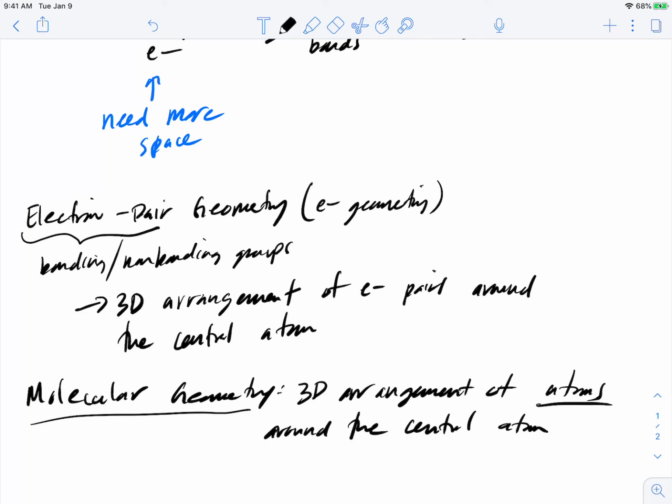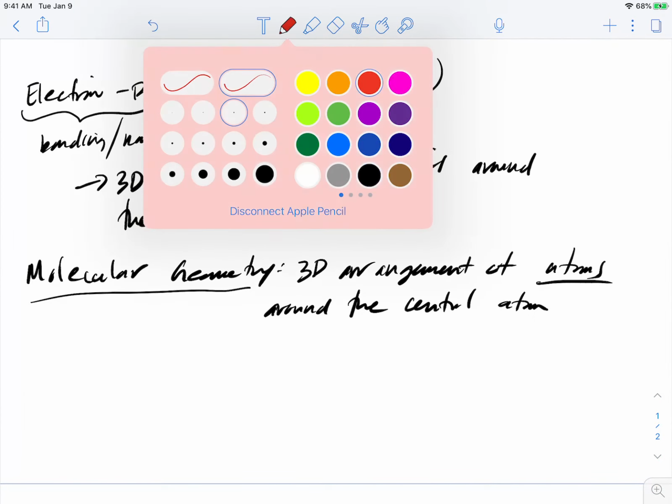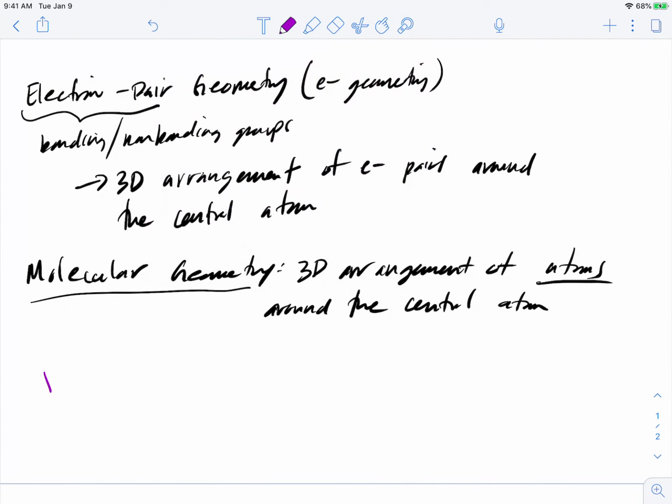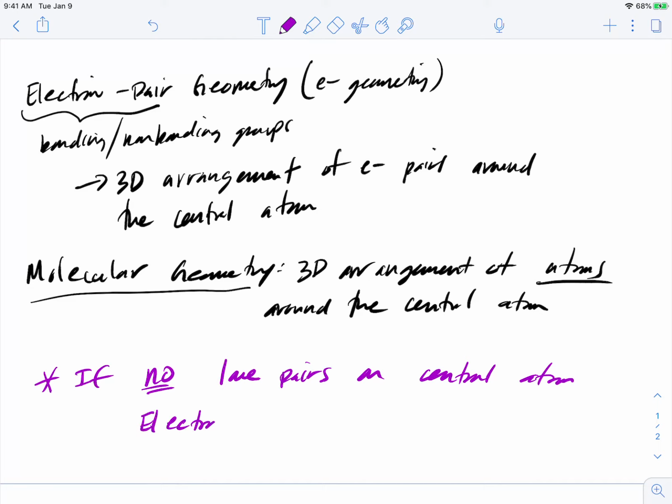Okay, and so to summarize that, we'll do it in purple. If there are no lone pairs on the central atom, then the electron pair geometry, or we can simply say the electron geometry, is the same as the molecular geometry. Okay, so that's the first thing to know.